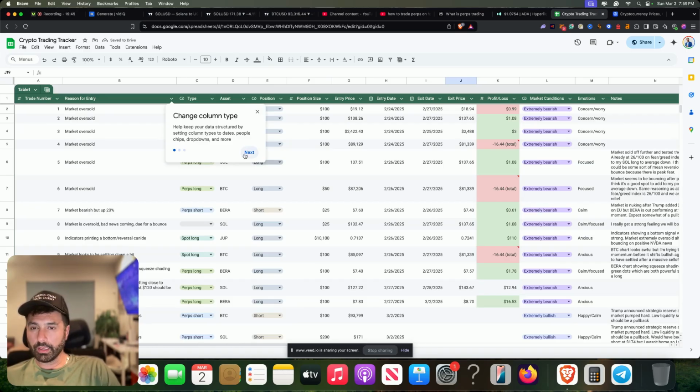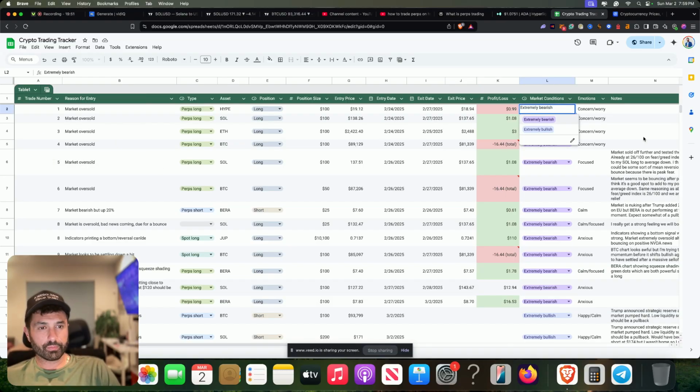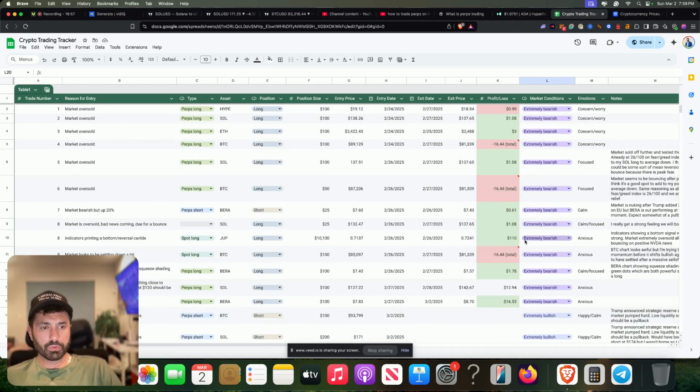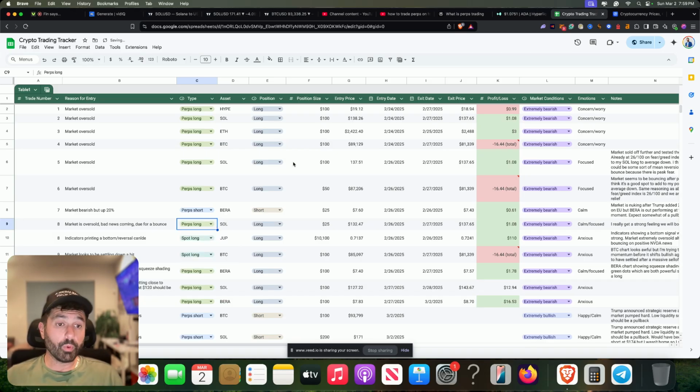Nice. It just auto adjusts. This is great. Look at that. So this is good. It's definitely good. Long, short. Why does it have two shorts? Perp short, spot long, perp long. What's this? Perps long. So I think you get the point, guys.